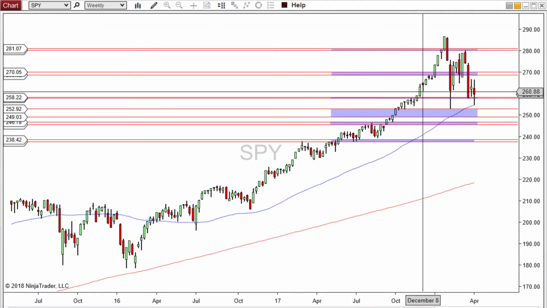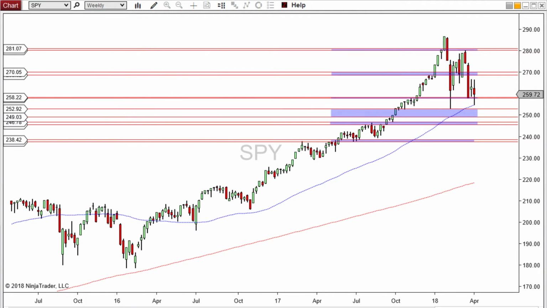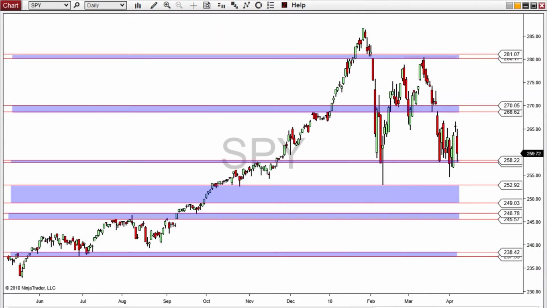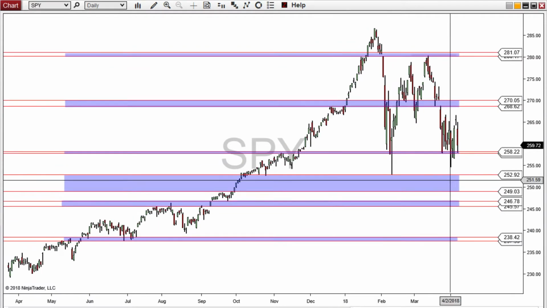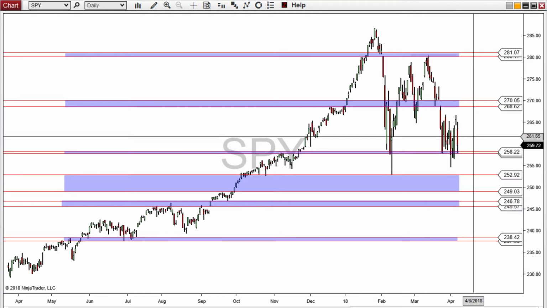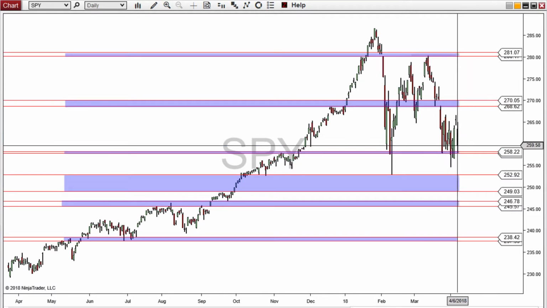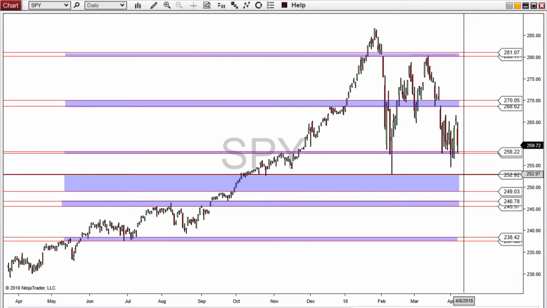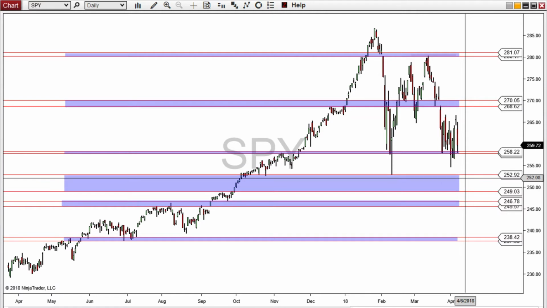So with that said, let's continue to look at the chart. If we take a look at the daily price action, you can see that a lot of these price zones are being tested here on this 258. And I do expect the price to probably come back down and retest this 253.90 and change.